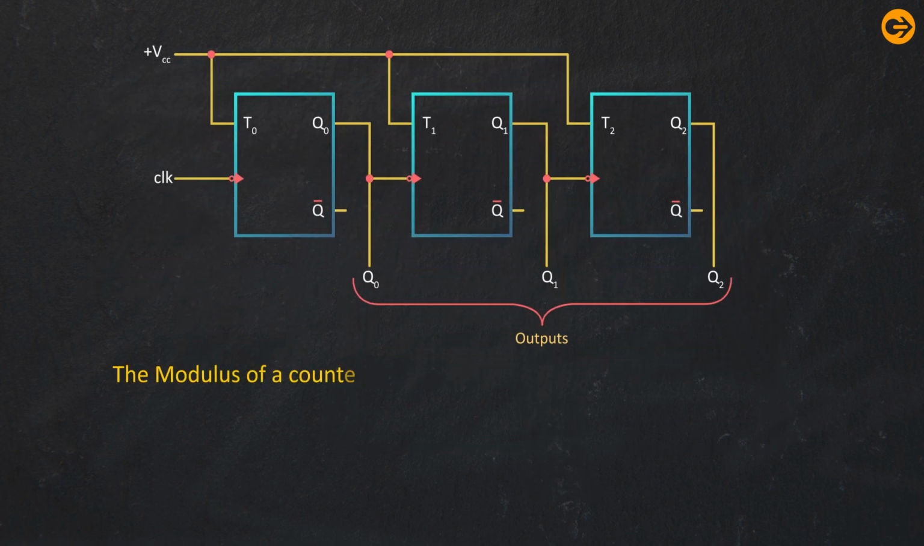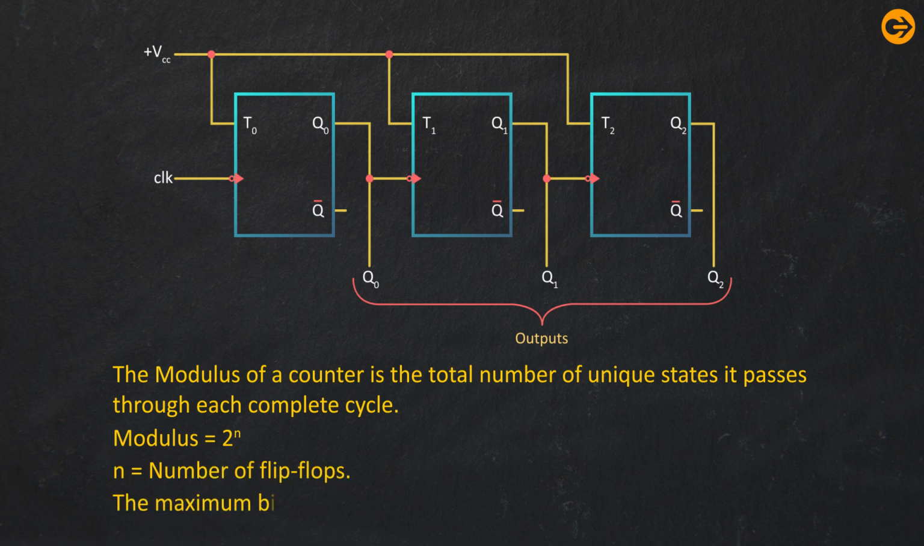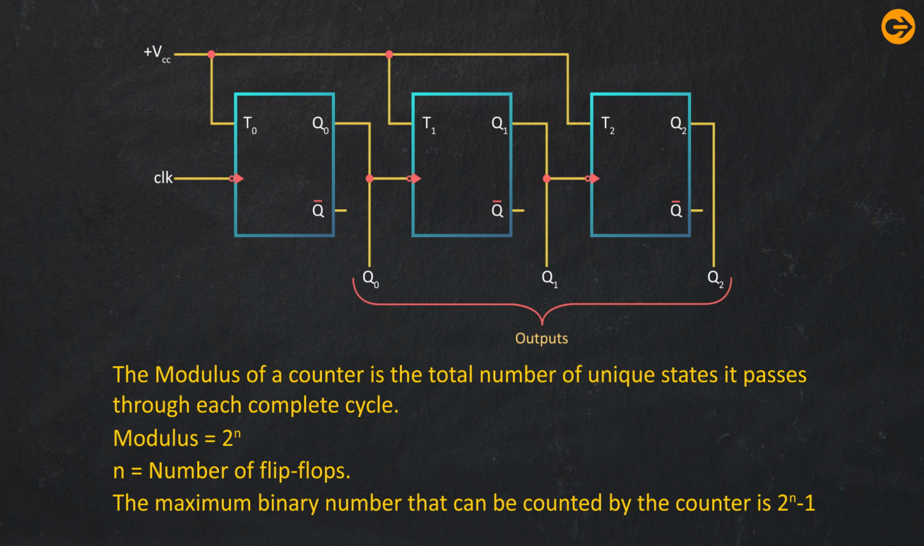The modulus of a counter is the total number of unique states it passes through in each complete cycle. Modulus is equal to 2 to the power n, where n is the number of flip-flops. The maximum binary number that can be counted by the counter is 2 to the power n minus 1.